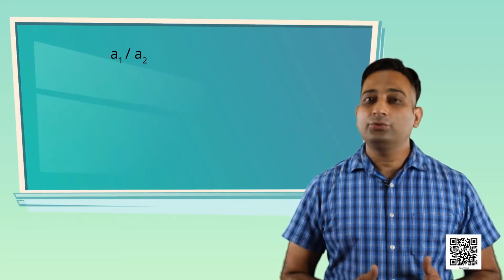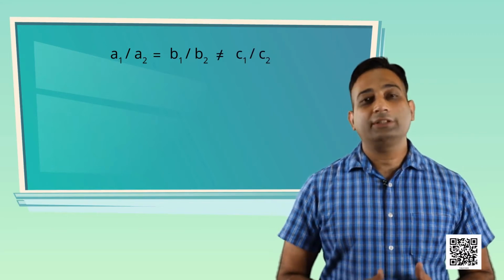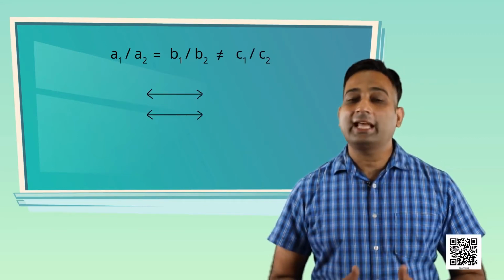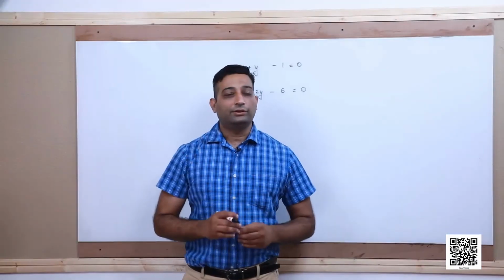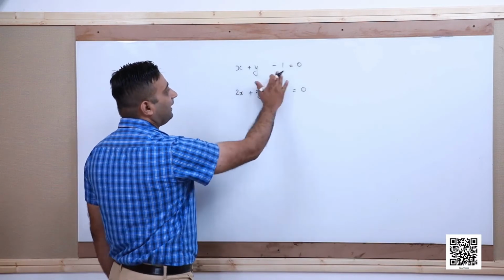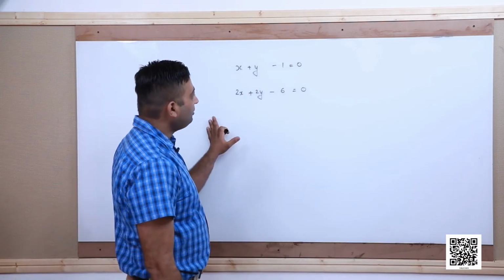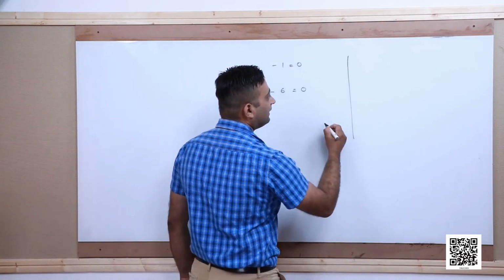If a1/a2 is equal to b1/b2 but not equal to c1/c2, that means these lines are parallel and there will be no solution. Dear students, now let us consider a pair of linear equations x + y - 1 = 0 and 2x + 2y - 6 = 0. Let us plot their graphs.